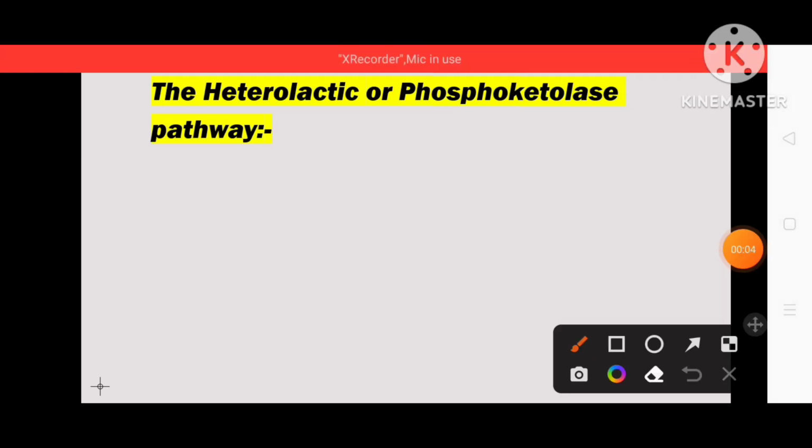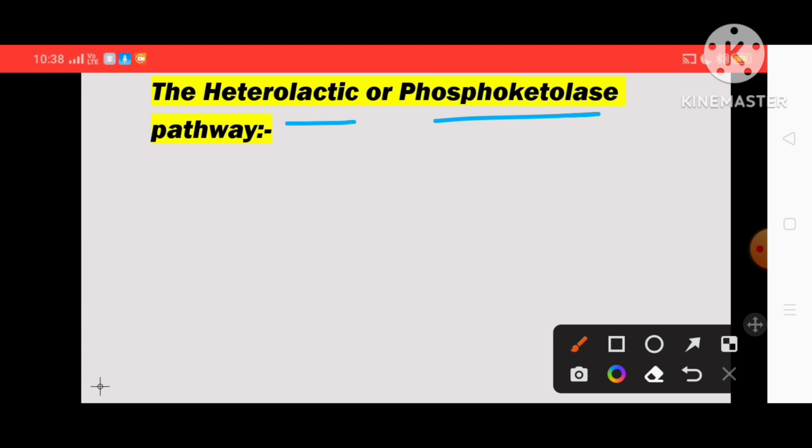So today we are going to talk about the heterolactic or phosphoketolase pathway. So let's get started with the video. This heterolactic or phosphoketolase pathway is actually a biosynthetic pathway that includes both the pentose phosphate pathway and the Embden-Meyerhof-Parnas pathway, that is our glycolysis, along with lactic acid fermentation.